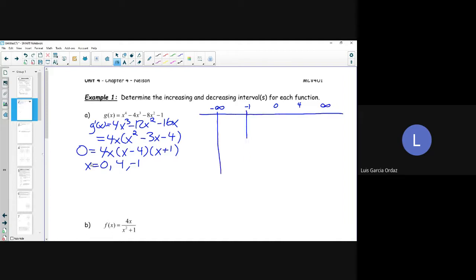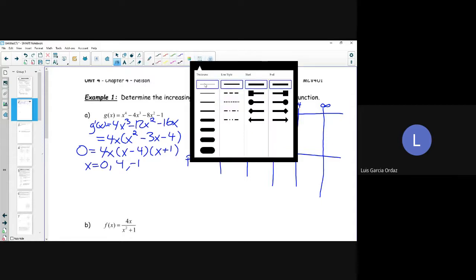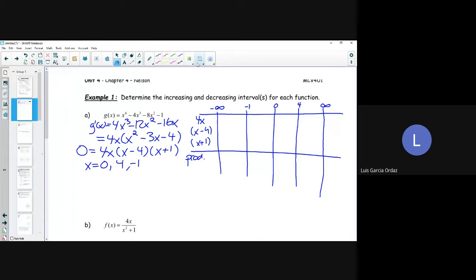I do my sign charts differently. I'm not too sure if your teachers do them differently as well, but we'll see. So on my right-hand side, I'm going to write my factors 4x, x minus 4, and x plus 1, and my product as to what I get when I multiply all of these numbers together. So I need to pick a value between negative infinity and negative 1, so I'll pick negative 2. So when I sub in negative 2 for 4x, I get a negative. Negative 2 minus 4 is negative 6, so I get another negative, and I get another negative.